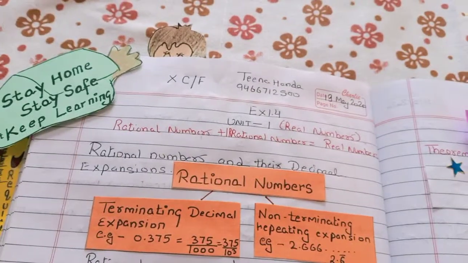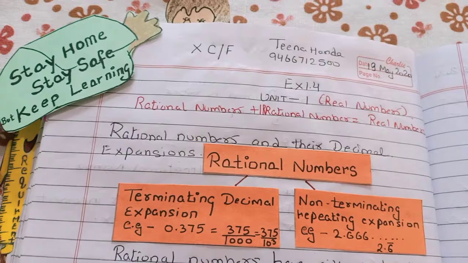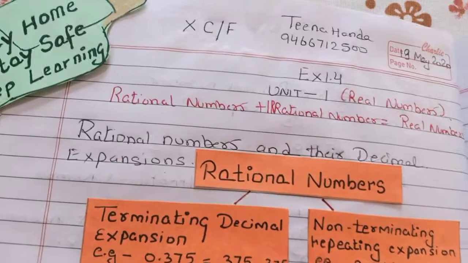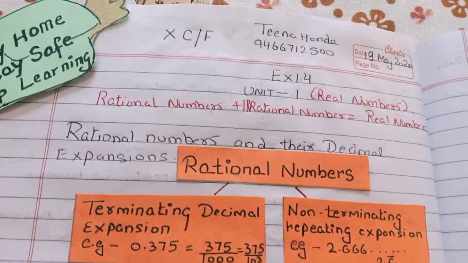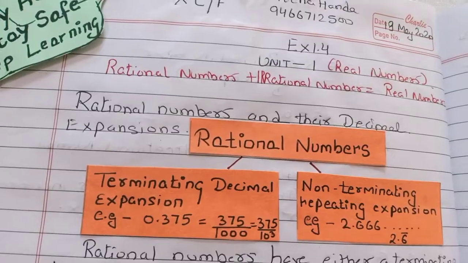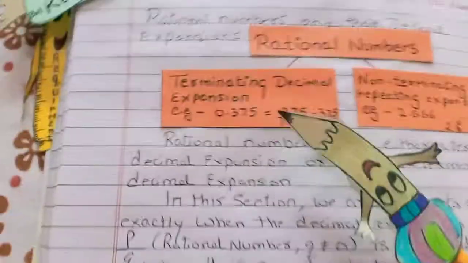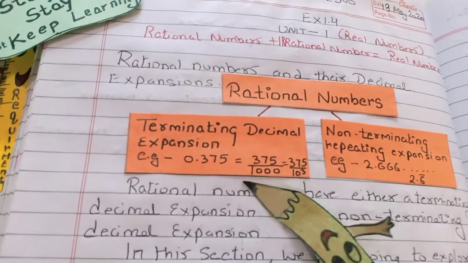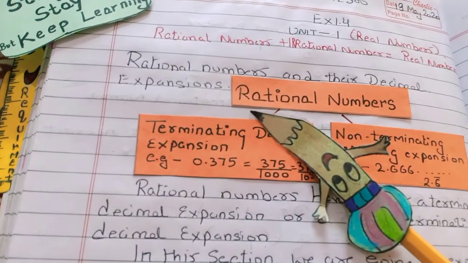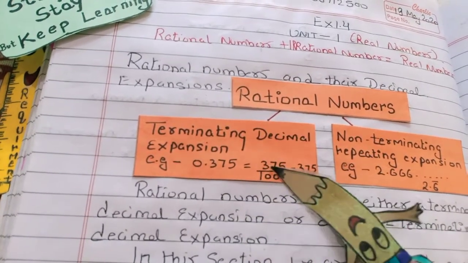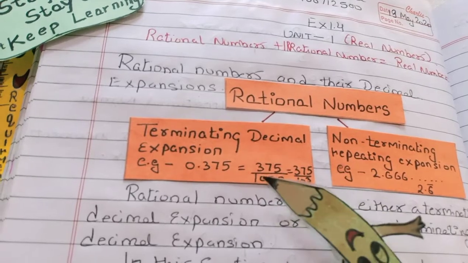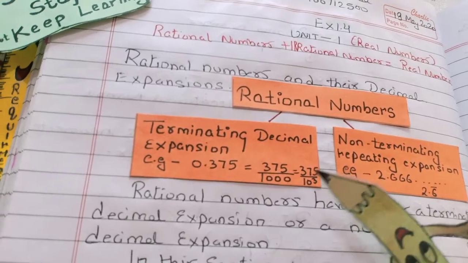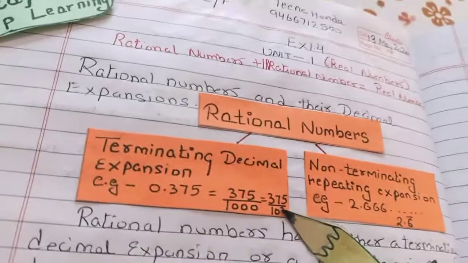Now in this exercise, we are dealing with rational numbers and their decimal expansion. Rational numbers have a terminating decimal expansion, for example 0.375. By eliminating the decimal form, I convert it into simple rational form: 375 divided by 1000, which is 375 divided by 10 raised to power 3.